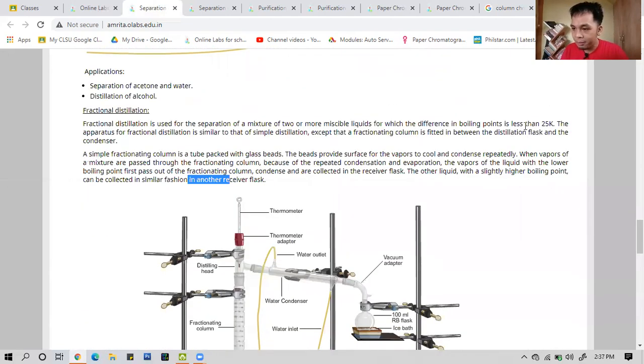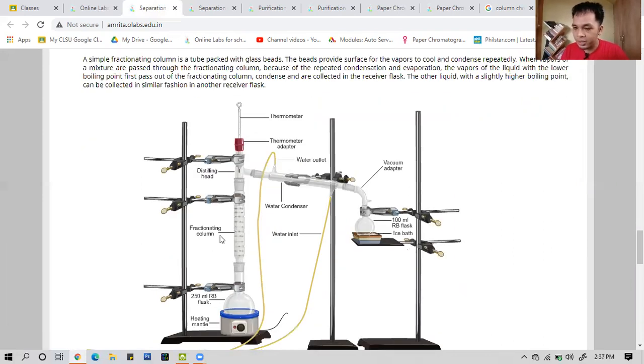But since the temperatures are more closely, kasi nga less than 25 Kelvin, ang fraction in column nito, yung mas malapit doon is i-condense pa niya yun. And then with the one higher boiling point, mauuna siya doon. And then collect, and then so and so forth.